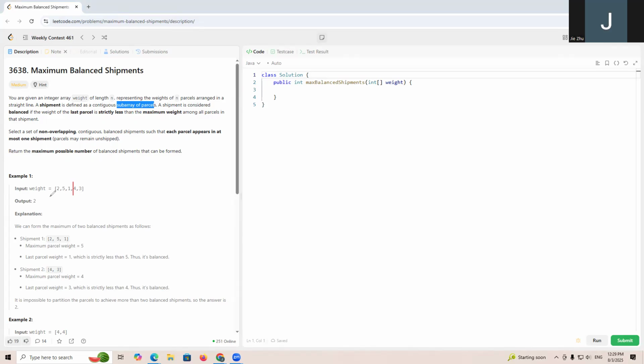So I say this one has two, right? It is asking us what's the maximum partitioning for this array, and the last element should be strictly less than the max of the subarray, right? So what we're thinking about is group iterations. We want to have the subarray in this kind of format, right?